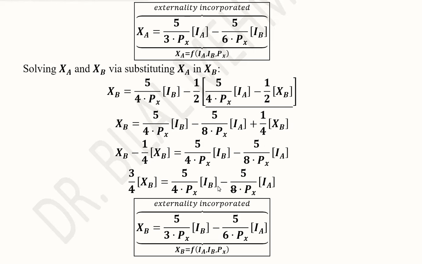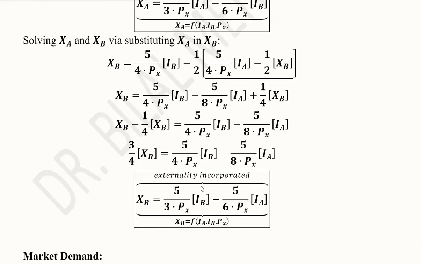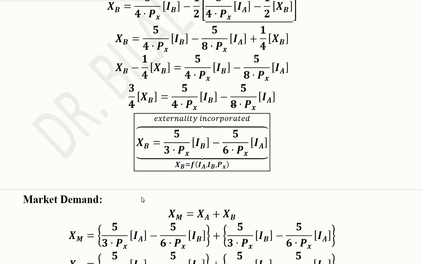Once you solve this, you will get this externality augmented demand function for good X by household B, which is not just dependent upon its own income, rather the income of the other household, that is IA. So in this way we have developed the demand curves of both of the households, and this case was of the negative externality.